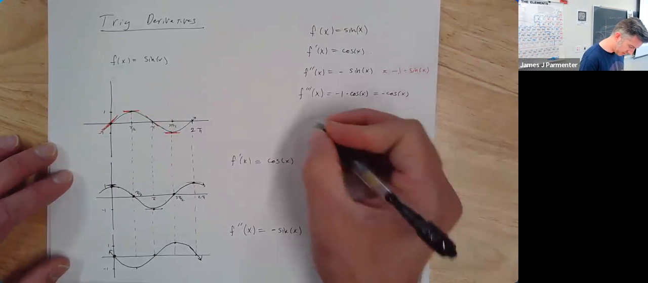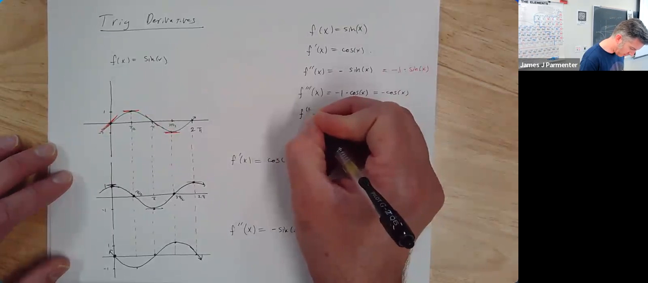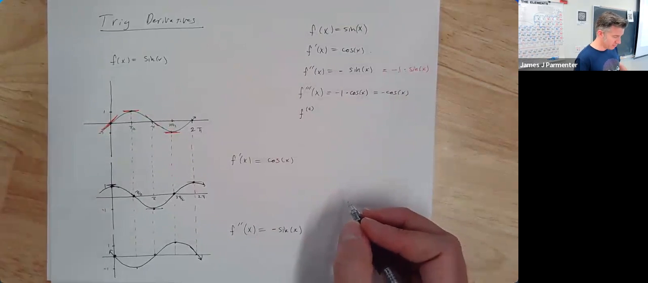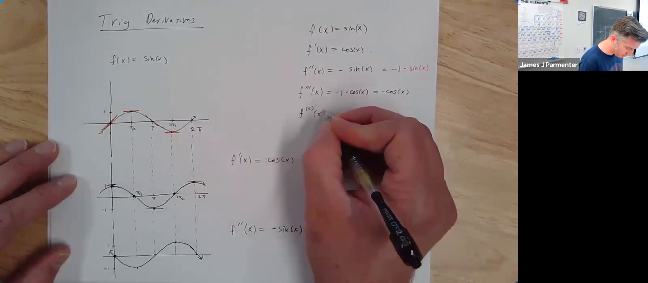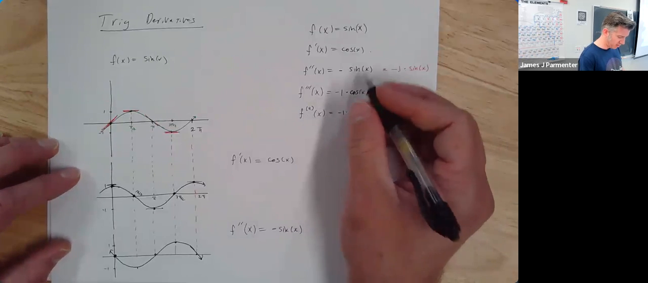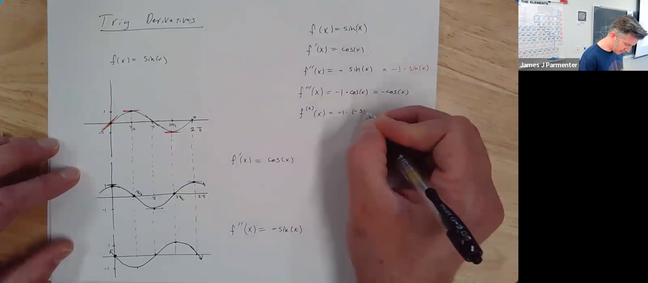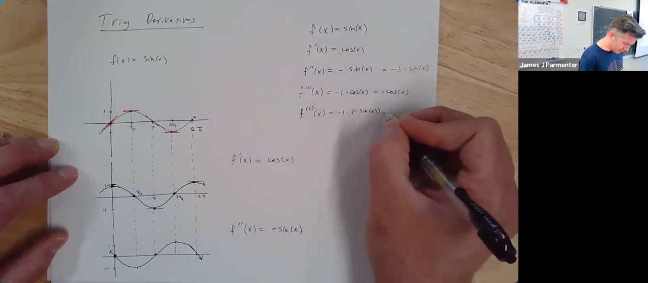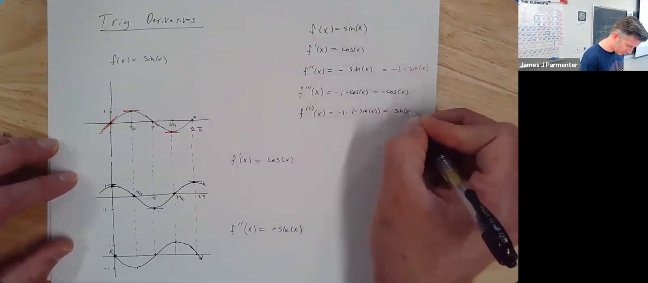And finally, just for completeness, the fourth derivative, which we write like this, I'll say more of that in a moment. Well, the derivative of negative cosine is going to be -1 times the derivative of cosine, which is negative sine. And -1 times negative sine is sine of x.